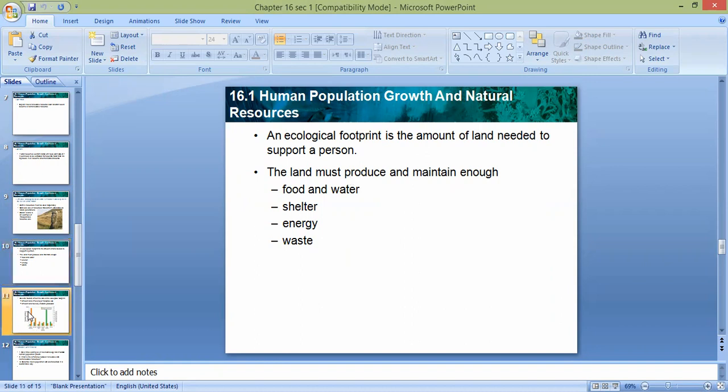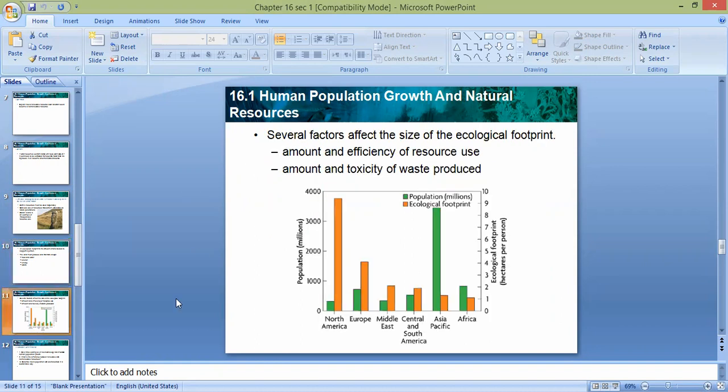Right? As you look here at this graph, we saw that in the United States they had a population smaller than some nations in Asia like China. At the same time, they have a smaller population size, but they have a bigger ecological footprint, meaning they need more area to support. While in China, which has a bigger population size, they need a smaller ecological footprint, less area. Why? Because they use the resources more efficiently. They produce less toxic waste.